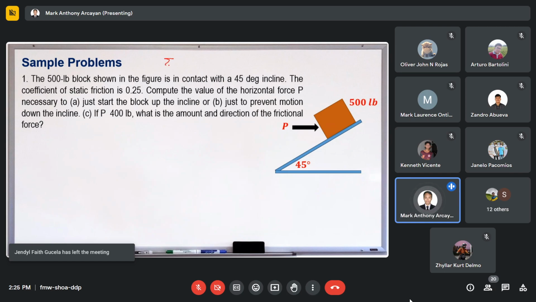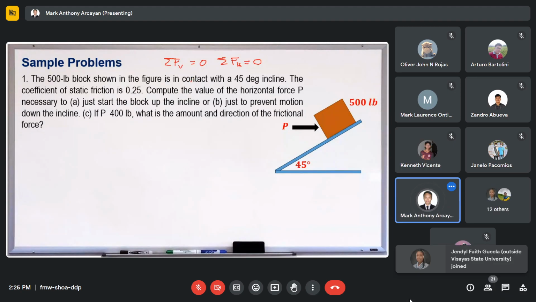So we have the summation of forces along vertical equals 0 or summation of forces horizontal equals 0. But this is not always usable because there are times when it is inclined. So we can use summation of forces normal to the inclined plane or parallel to the inclined plane. Only those two, we don't have summation of moments yet since we are analyzing particles. So for our first problem, the 500-pound block shown in the figure is in contact with a 45-degree incline.